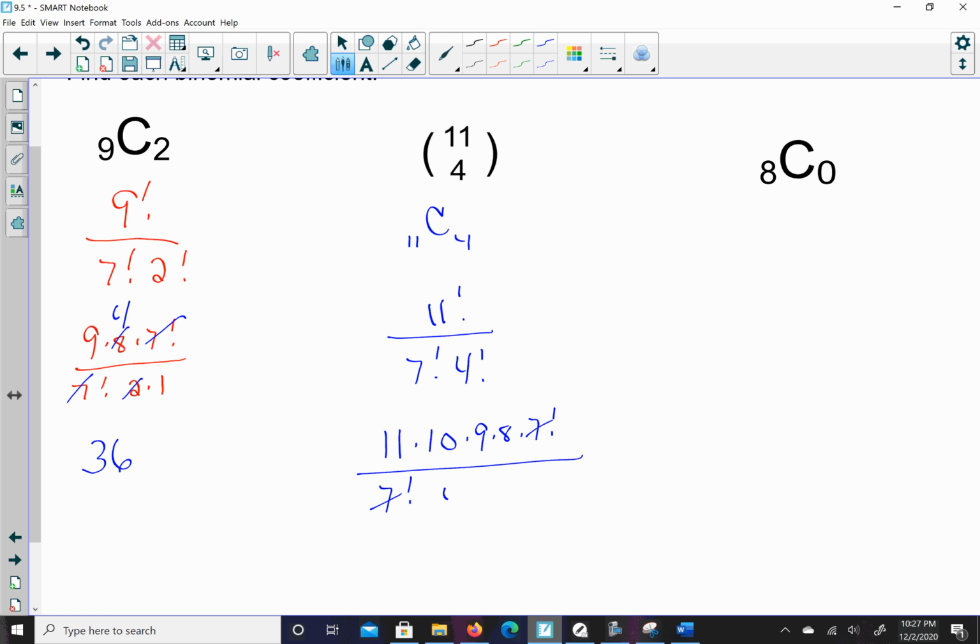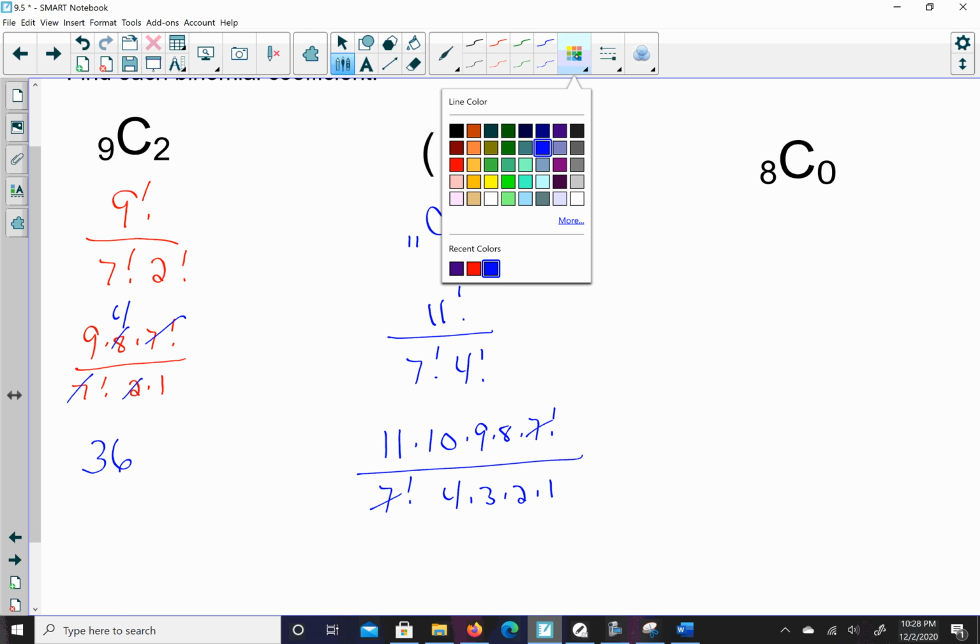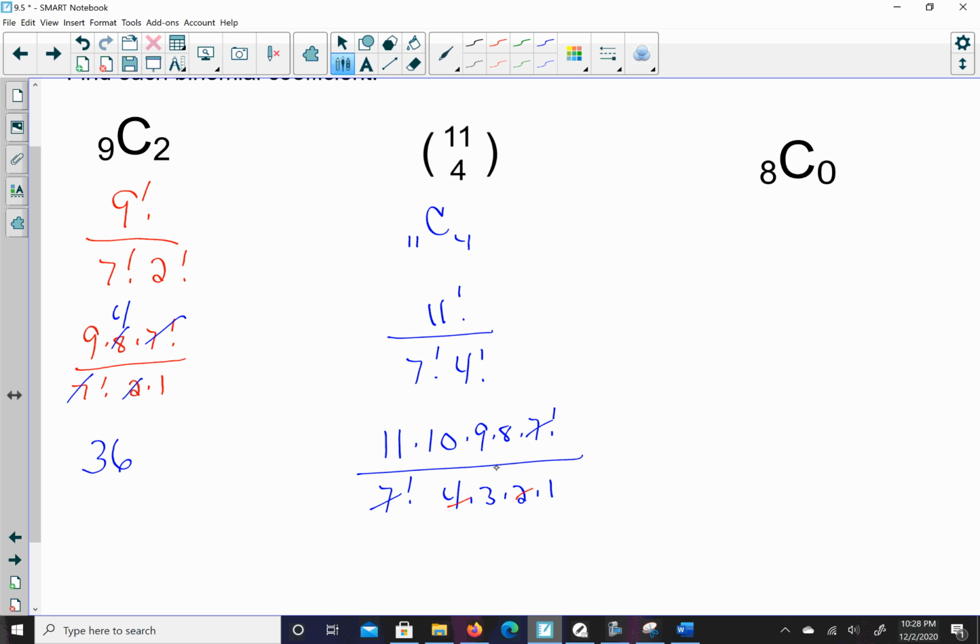And then the 4 factorial is 4 times 3 times 2 times 1. Simplifying what I can. So the 4 times the 2 is 8. So that's gone. And then 3, 3. And when I do all this wonderful, glorious math, I get 330. At least I hope I do.